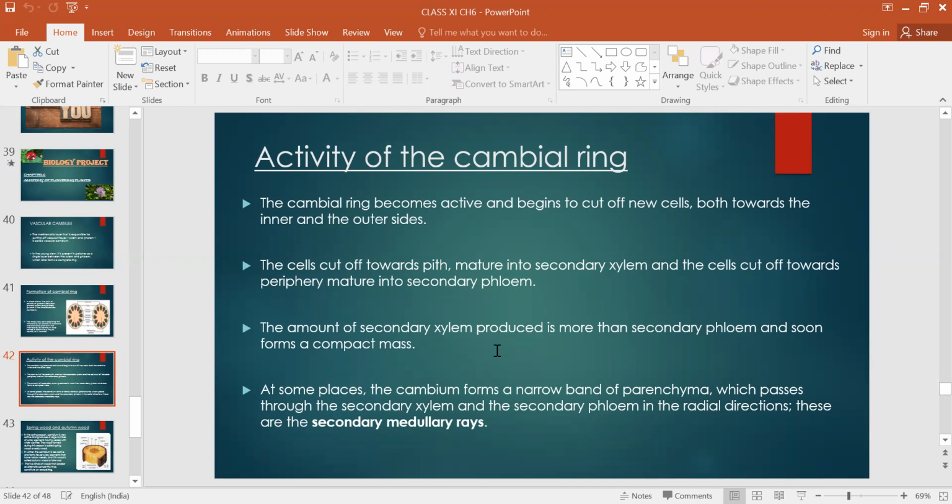Now, children, the amount of secondary xylem produced is much more than the secondary phloem, and so soon it forms a compact mass. At some places, the cambium forms a narrow band of parenchyma which passes through the secondary xylem and the secondary phloem in the radial direction, and this is known as the secondary medullary rays.